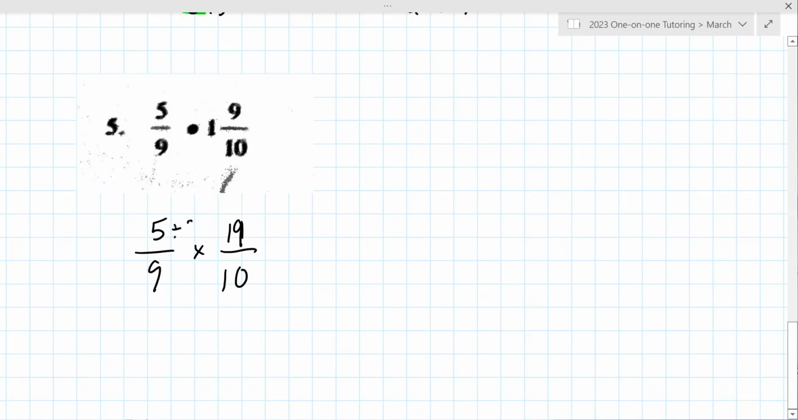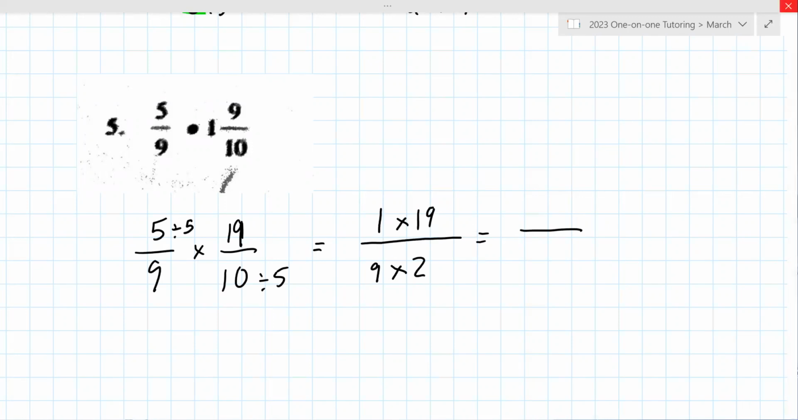Okay, so I was right. So you divide both of those by 5. Okay. And what's nice is if you do this correctly, you don't have to simplify here at the end. It's already taken care of for you. Yeah, I guess so. So then 9 times 2 is 18. So 19 over 18.